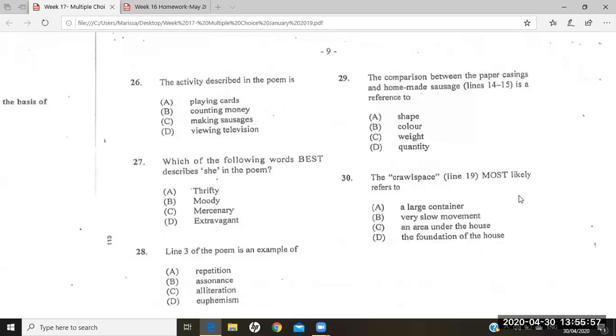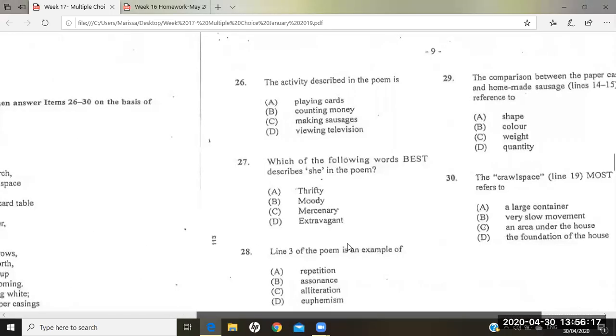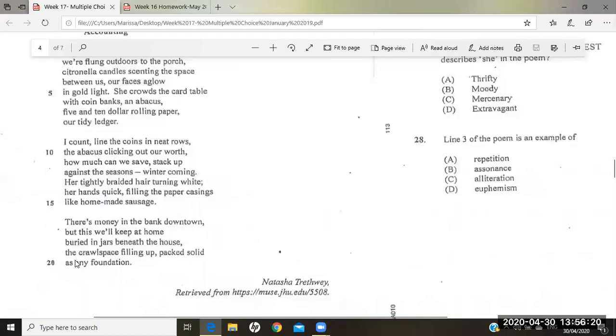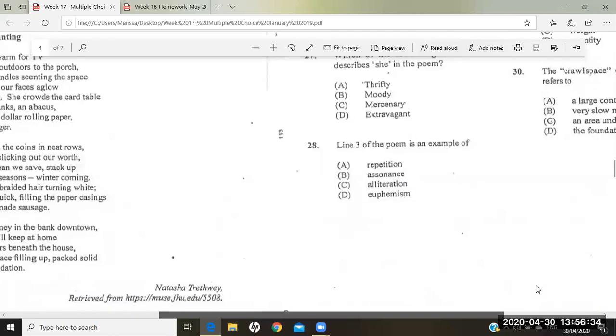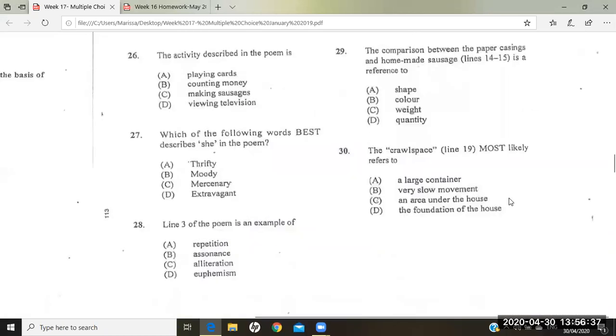And number 30, it says the crawl space in line 19 most likely refers to what? So, Sarinta, when they mention the crawl space, what exactly are they talking about? Let me return to the poem so you can see the line. It was in the last stanza. It says, there's money in the bank downtown, but this we'll keep at home, buried in jars beneath the house. The crawl space filling up, packed solid as any foundation. So the crawl space is what? Is it a large container, very slow movement, an area under the house, or the foundation of the house?